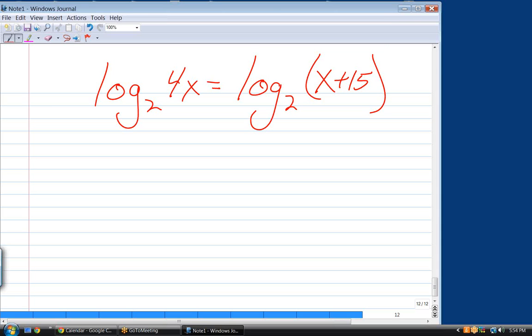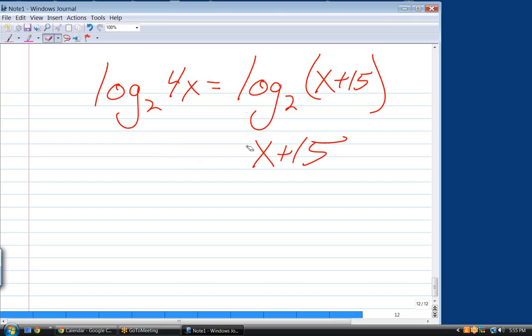What has to be true here? If the log base 2 of that quantity is equal to the log base 2 of this quantity, what can I say about the two quantities? They're equal. In other words, this allows me to say that 4x equals x plus 15. And now it's a simple algebra problem. 3x equals 15, x equals 5.